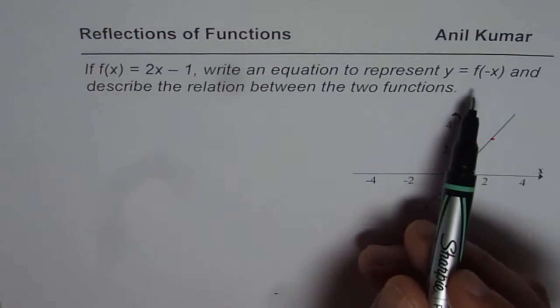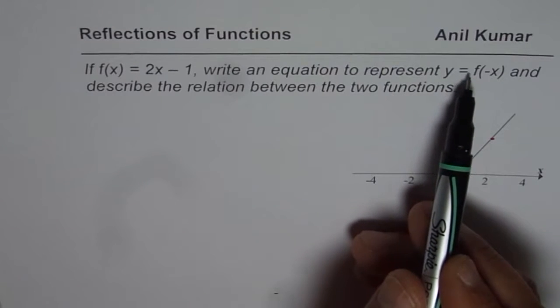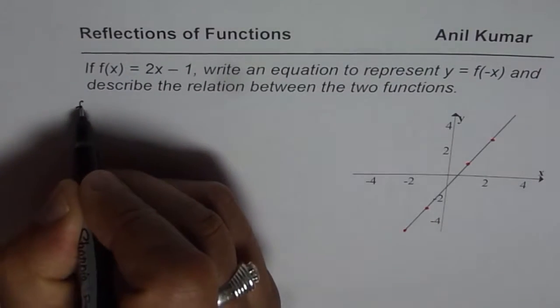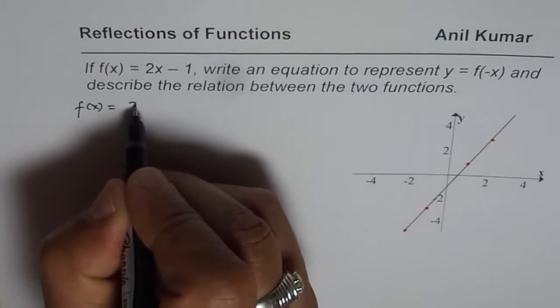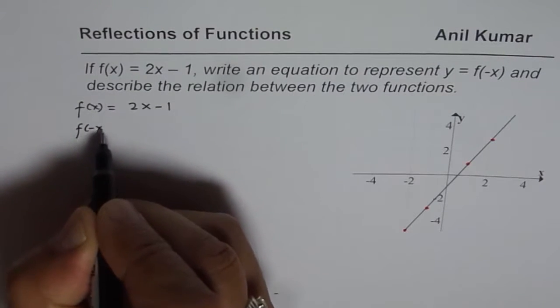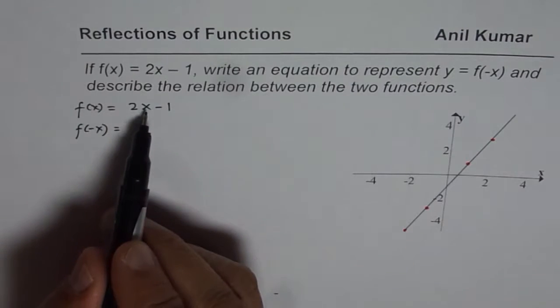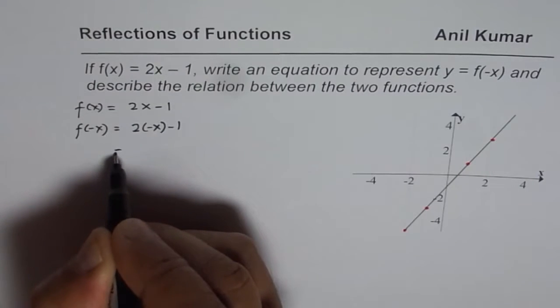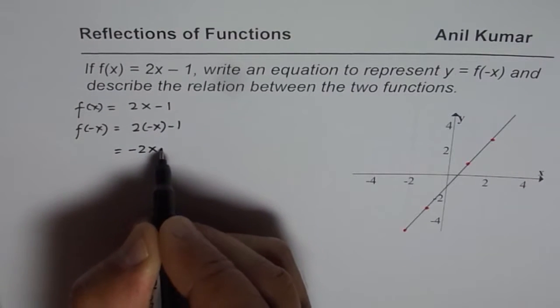Now remember, in an earlier video we took y equals minus f of x, where the result was reflection on the x-axis. This time it is different. So you can pause the video, answer the question, and look into my suggestions. Okay, so what we're given here is that the function f of x equals 2x minus 1. Now what is f of minus x? It really means change x to minus x. So we get 2 times minus x minus 1, or we could write this as minus 2x minus 1.